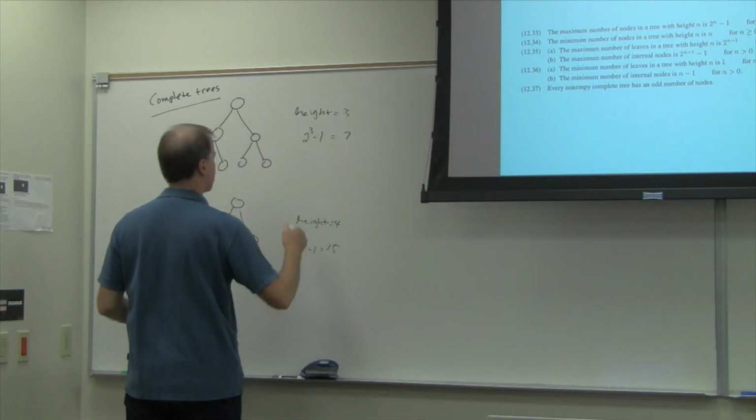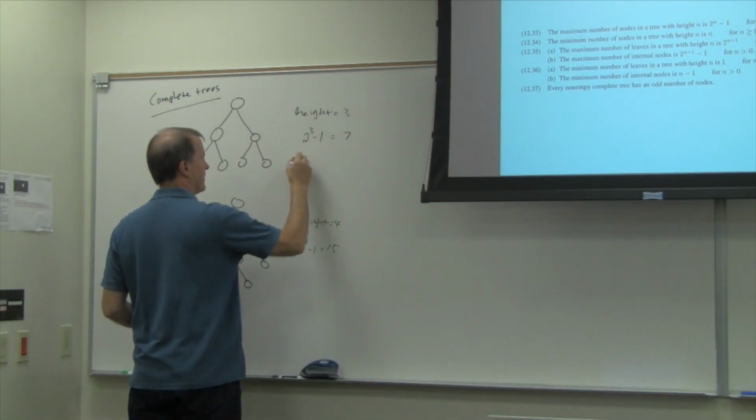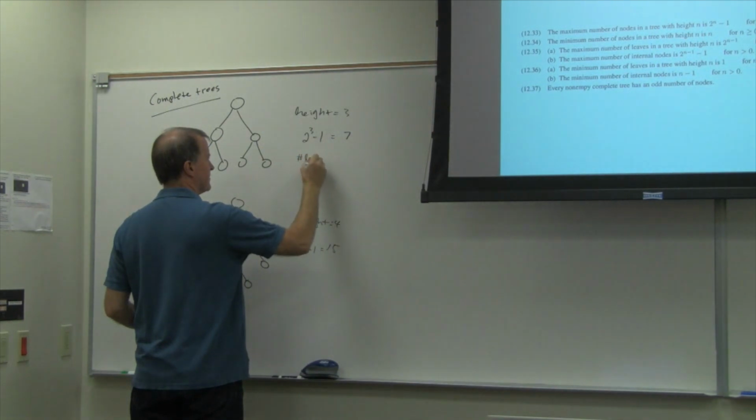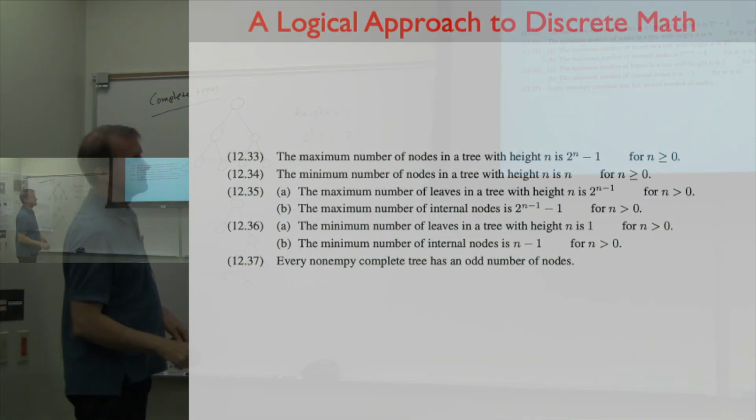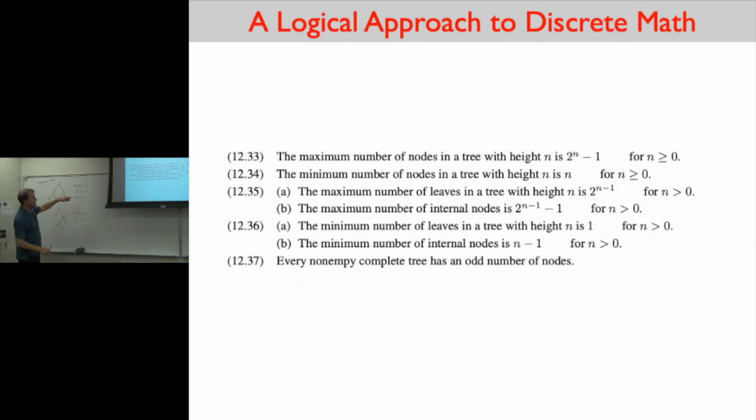Okay, so here we have, let's do num leaves. Num leaves here is 4, right? 1, 2, 3, 4. So the height here is 3, 2 to the n minus 1. So 3 minus 1, wait, oh, 2 to the 3 minus 1. The maximum number of leaves is 2 to the n minus 1, and n is 3. 3 minus 1 is 2. 2 squared is 4. And sure enough, there's 4 leaves. And that's the maximum number.